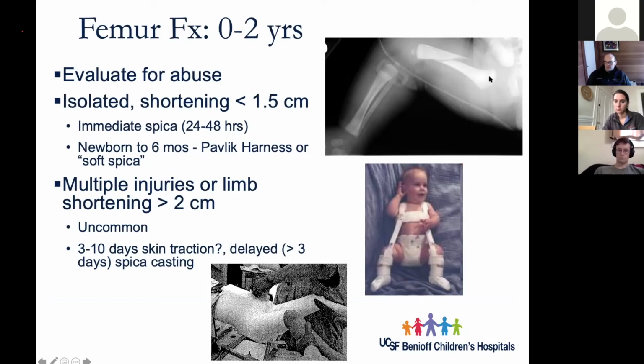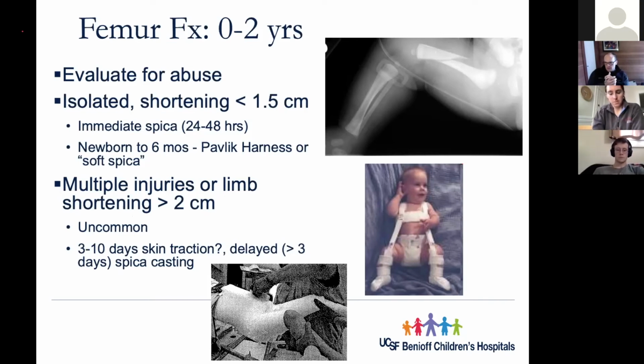The deformity can be fairly substantial, and it doesn't matter for the most part because kids at this age remodel, they address their length so well that we do not have to actually stress about it too much. In a child that has multiple injuries or limb shortening of greater than 2 centimeters in this 0 to 2, it's really uncommon, but sometimes you can do some skin traction for about a week, get some soft callus formed, and then transition to a spica cast after a few days.